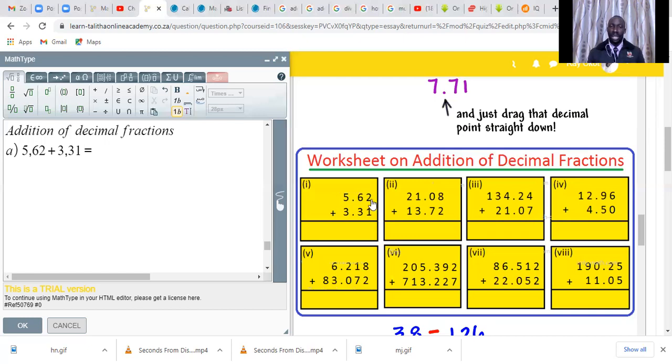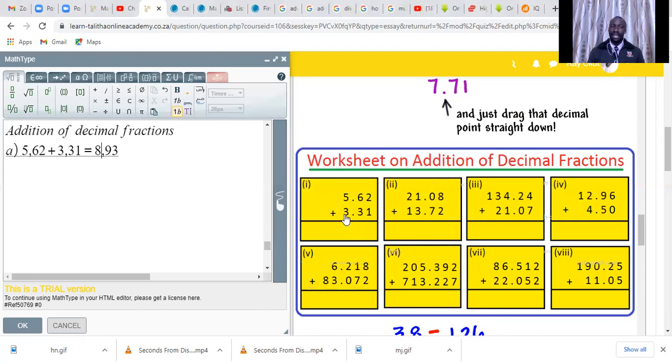Now notice when we add a 2 to a 1, we get a 3. Okay, then now when we add a 6 to a 3, we get a 9. Then what we do is we drag down the decimal point right there. Then now we add 5 to 3 so that we get 8.